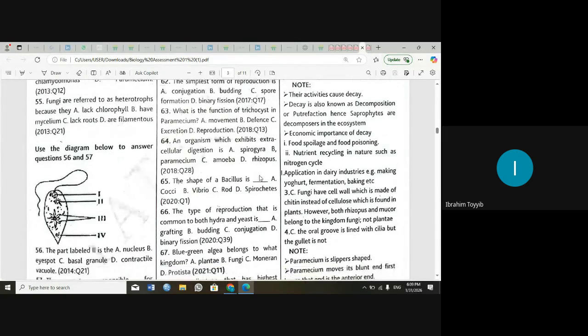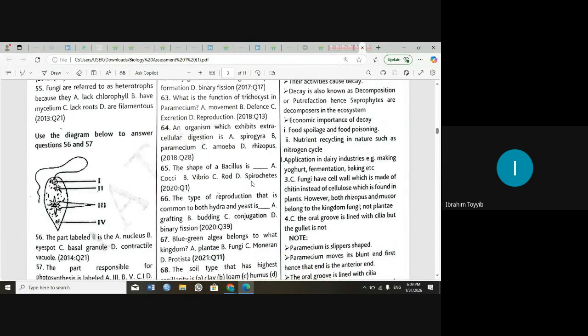So the shape of a bacillus. Let me quickly write something. We have types of bacteria according to their shape. Bacteria that are spherical in shape are known as cocci. Coccus is singular, cocci is plural. So any bacteria that has a spherical shape is called cocci.